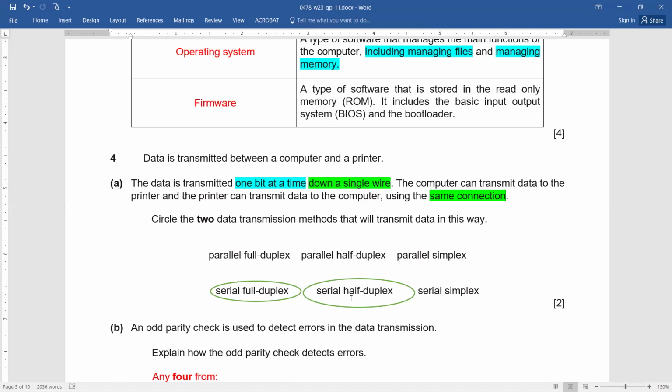Okay. Any issues with comprehending this question a little bit? You need to understand, and then 2 marks are yours.